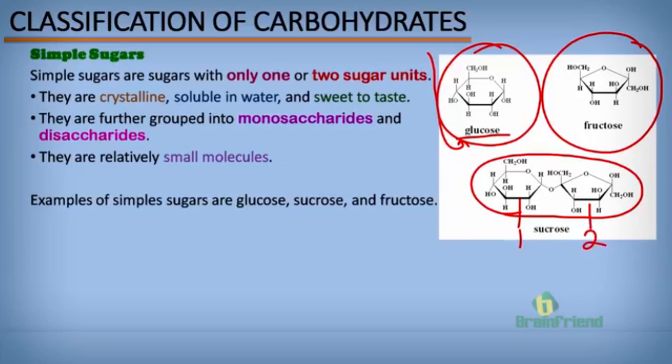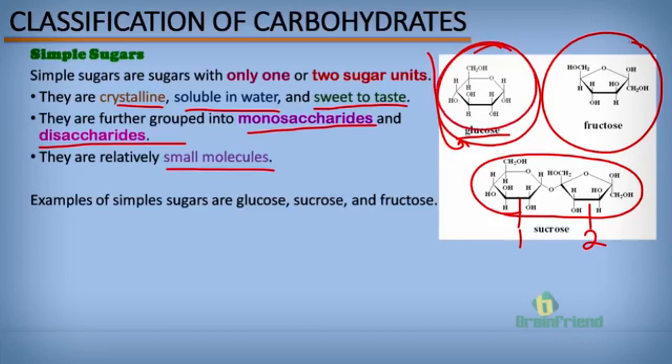Some features of simple sugars are that they are crystalline, they are soluble in water, and they are sweet to taste. Now, simple sugars are further grouped into monosaccharides and disaccharides, as we are going to see later on in our lesson. And they are relatively small molecules. As you can see, just single sugar units make them up, so they are quite small in size. And some examples are glucose, sucrose, and fructose.